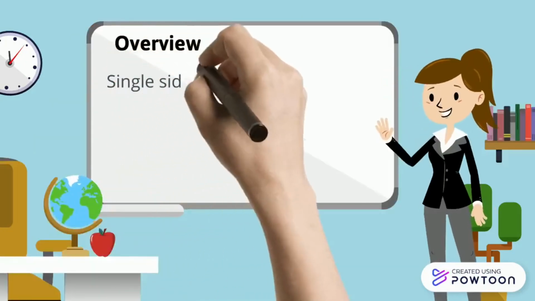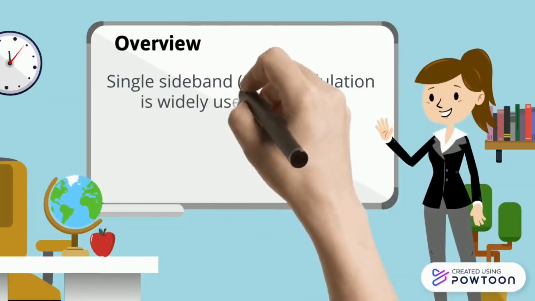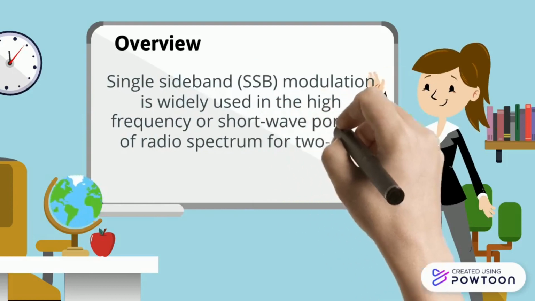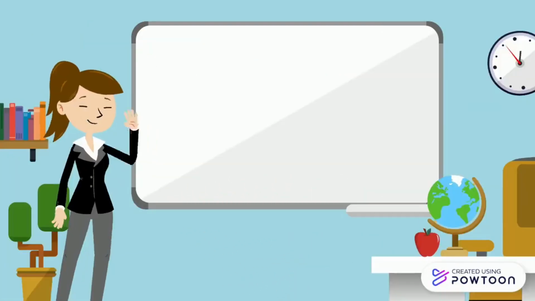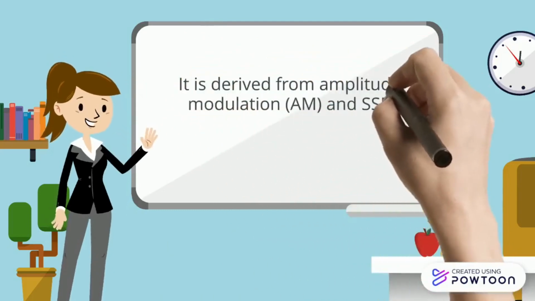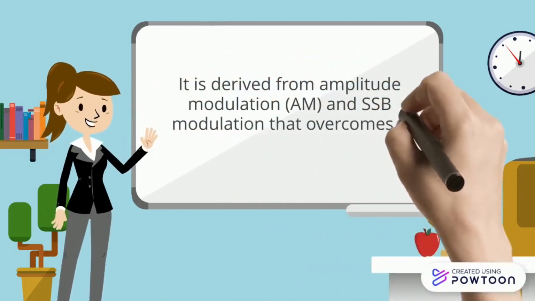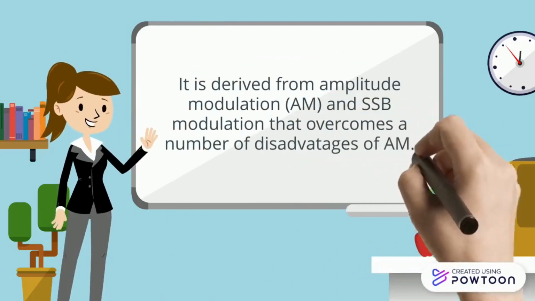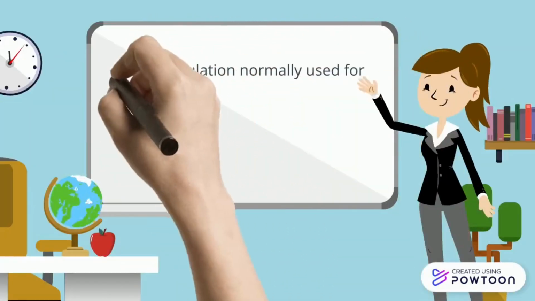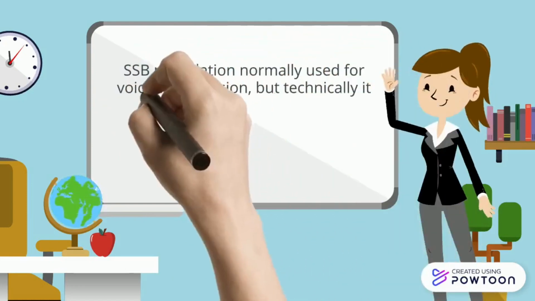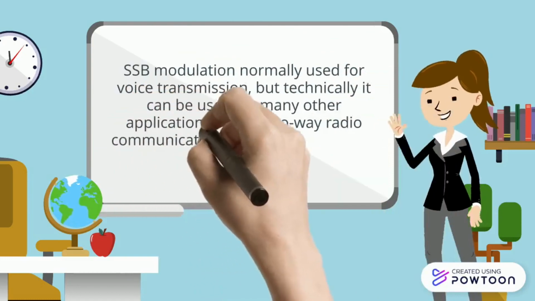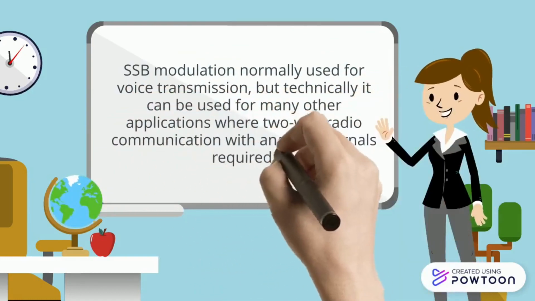SSB modulation is widely used in the high frequency or shortwave portion of the radio spectrum for two-way communication. It is derived from amplitude modulation, and SSB modulation overcomes a number of disadvantages of amplitude modulation. SSB modulation is normally used for voice transmission, but technically it can be used for many other applications where two-way radio communication with analog signals is required.